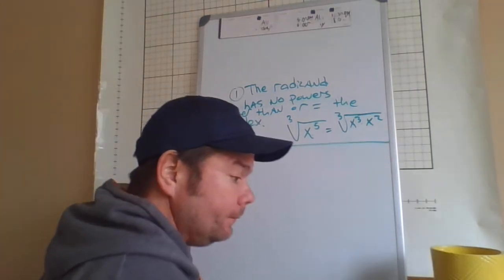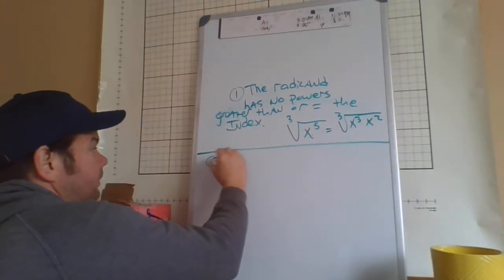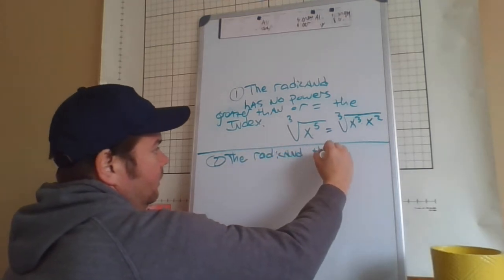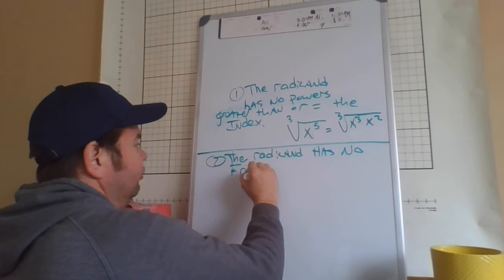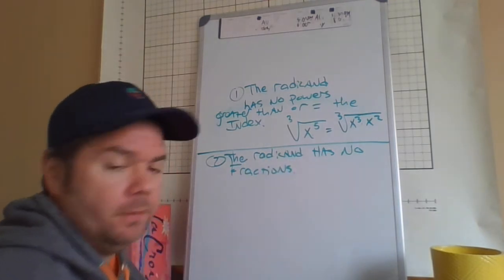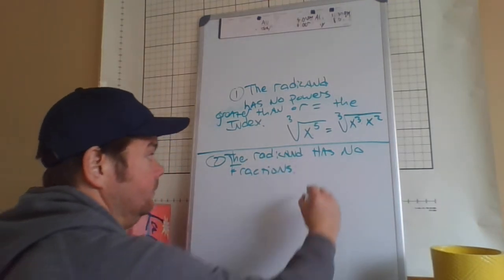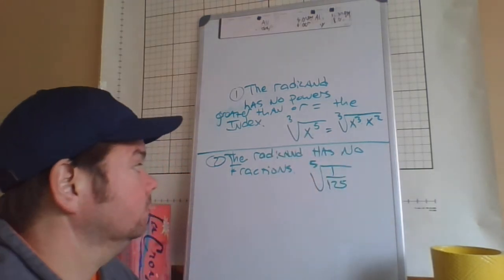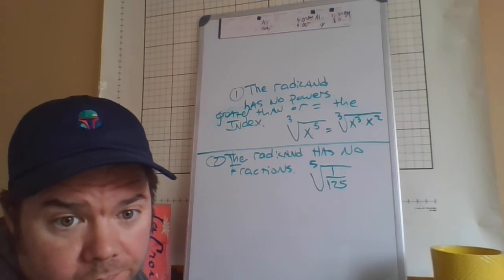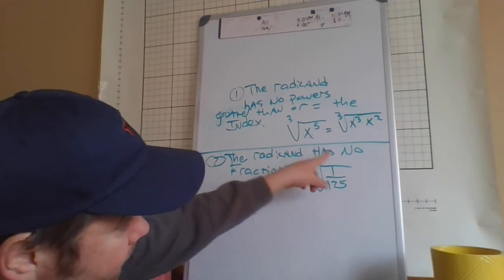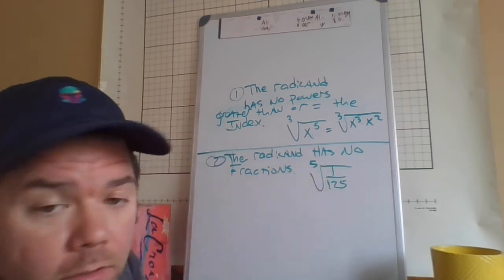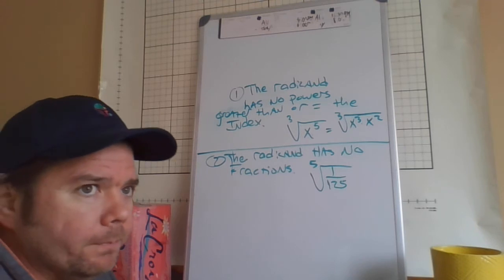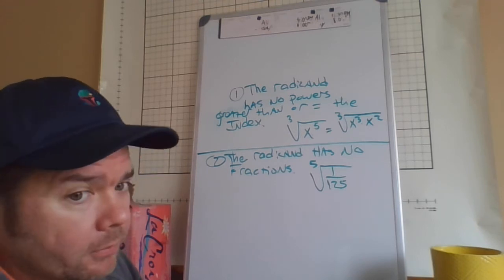The second thing, the radicand has no fractions. Okay, this is kind of an easy one. Like if I had this, the 5th root of 1 over 125, that's not simplified because there's a fraction underneath the radical sign. You'd have to do some stuff to take care of that if this was to be considered simplified.